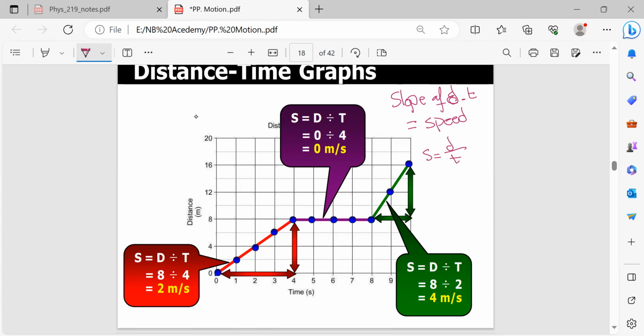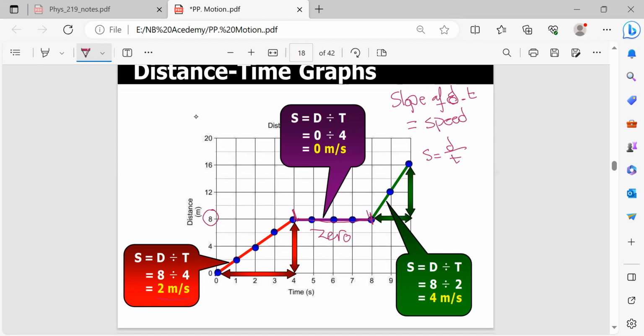The distance here was 8 meters and the time is 4 seconds. So you're going to divide 8 over 4. So here the body moves with constant speed of 2 meters per second, which means that the body covers 2 meters in each second. Here, we don't have distance covered. The body is still at the same point.